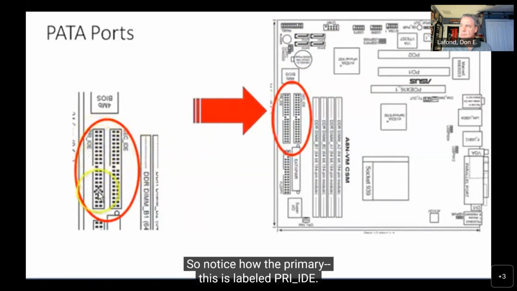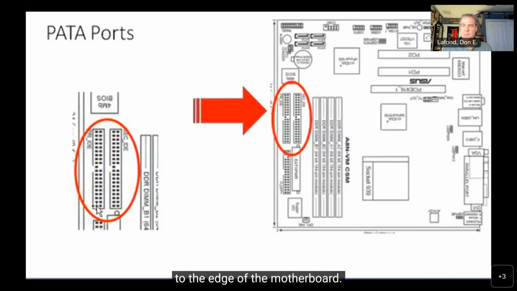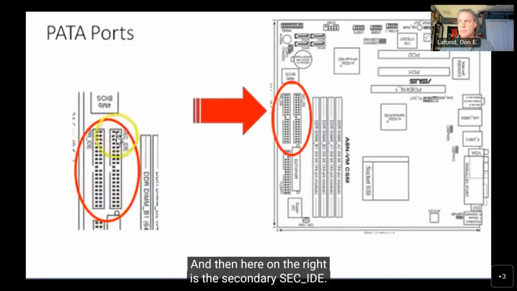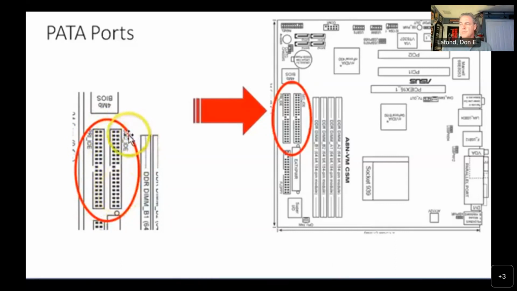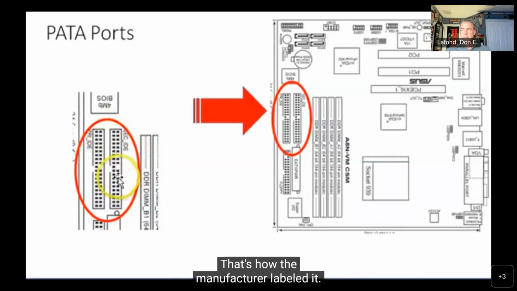So notice how this is labeled PRI IDE, that's the primary PATA connector, and it's closest to the edge of the motherboard. And then here on the right is the secondary, SEC_IDE. That's how the manufacturer labeled it. They do not have to label it. It does not have to be labeled on the motherboard. It usually is, but there's no rule that says they have to.